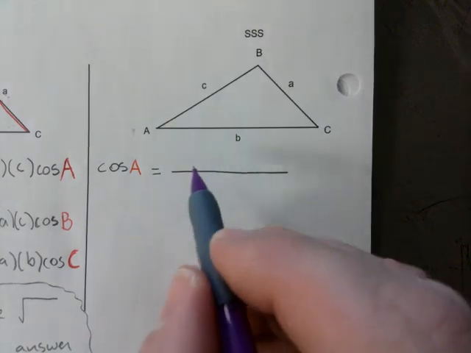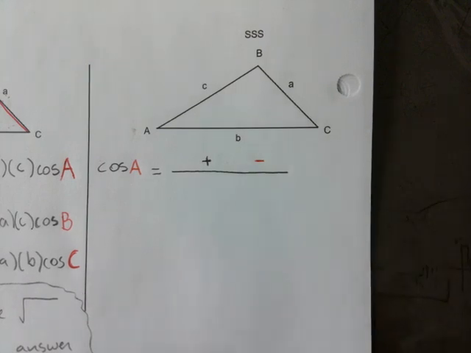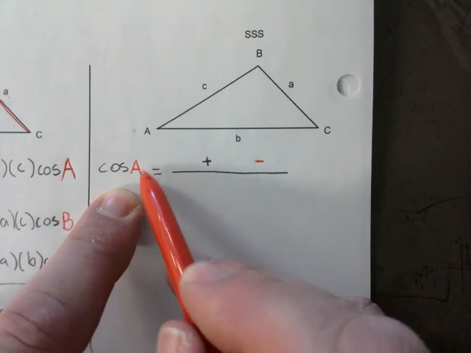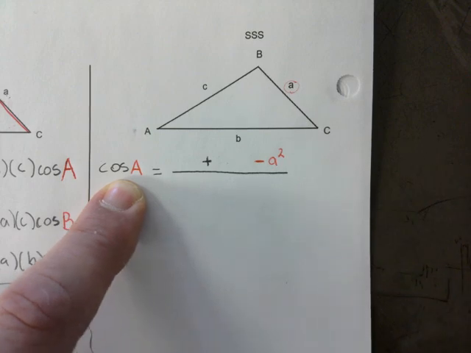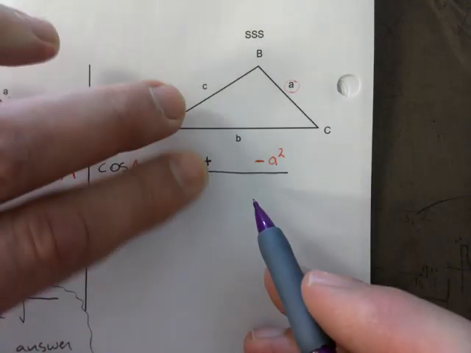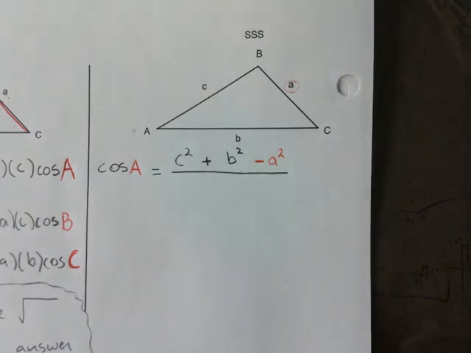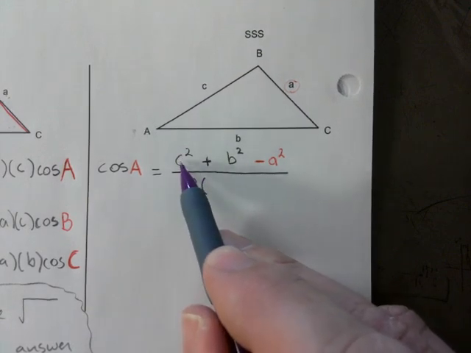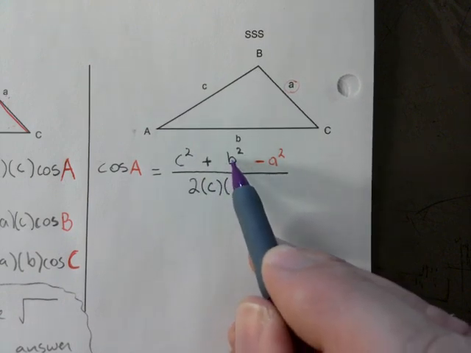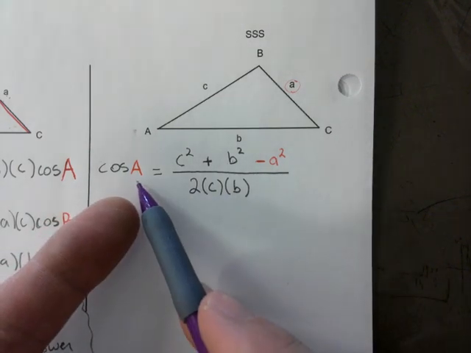And at the top, you're always going to have 2 sides adding and 1 side subtracting. Plus minus, always. The first one I want you to write down is the side that's across from angle A, which is side A, correct? So you put that over here, you square it. And then you take the other 2 sides, whatever remains, in this case it's C and B, and write it in like that. And then the denominator, you go 2 times that side, C, times B. That's the formula right there. This would allow you to solve for angle A.